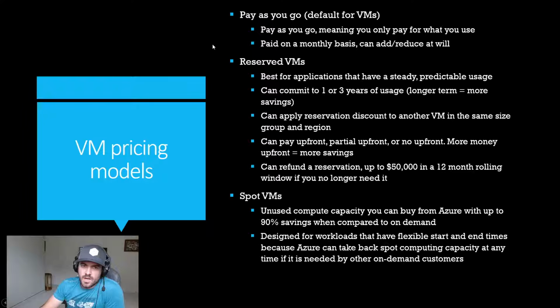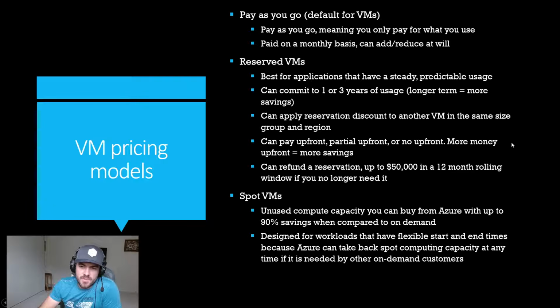Right? Reserved VMs. If you know you're going to be using VMs, and they're going to have predictable usage, maybe throughout the work week, or they're just mission critical, you can reserve them for a period of 1 or 3 years of usage. Okay, if you reserve them for 3, you're going to have a larger amount of savings than reserving them for just 1. You can actually apply this reservation discount to another VM in the same size, group, and region if you need. You can pay upfront, partial upfront, or no upfront.